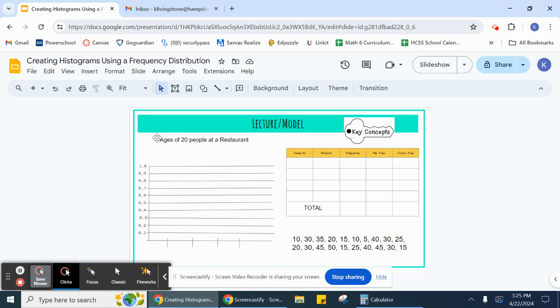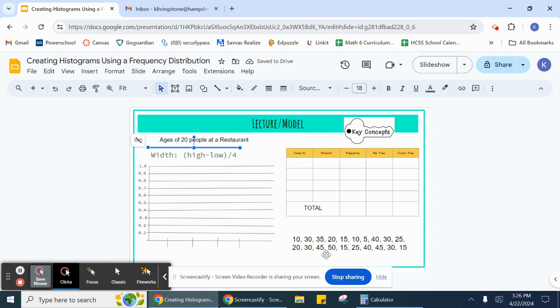Okay. So we have here the ages of 20 people at a restaurant, and we want 4 classes. So first thing we need to do is get our class width. To get our class width, we take the highest minus lowest and then divide by 4, because we want 4 classes.